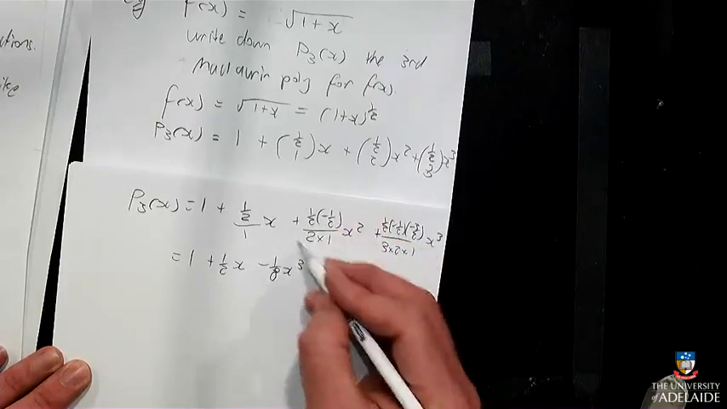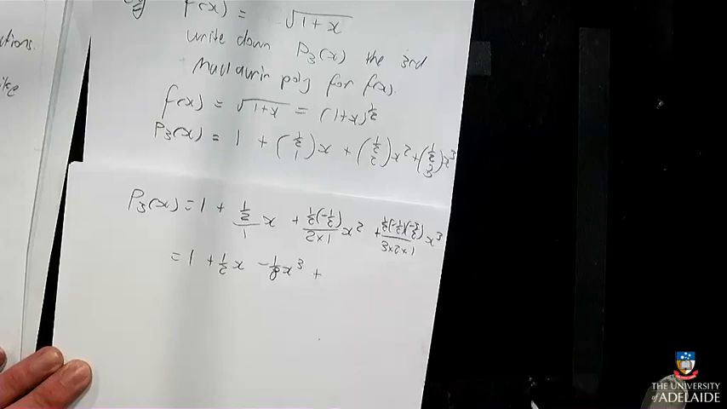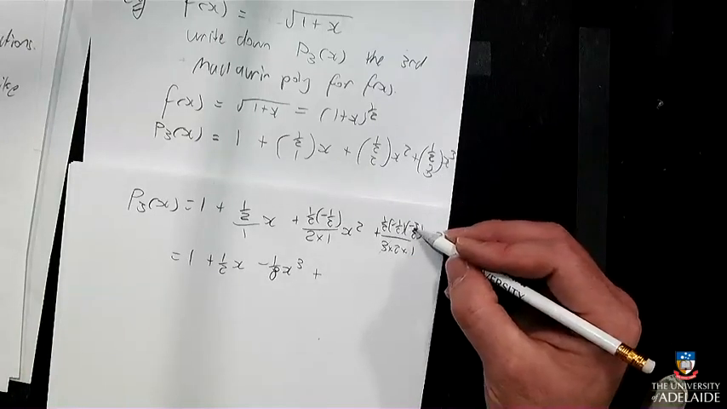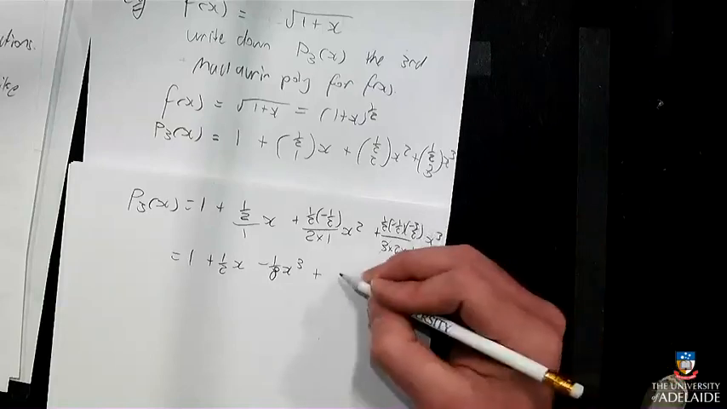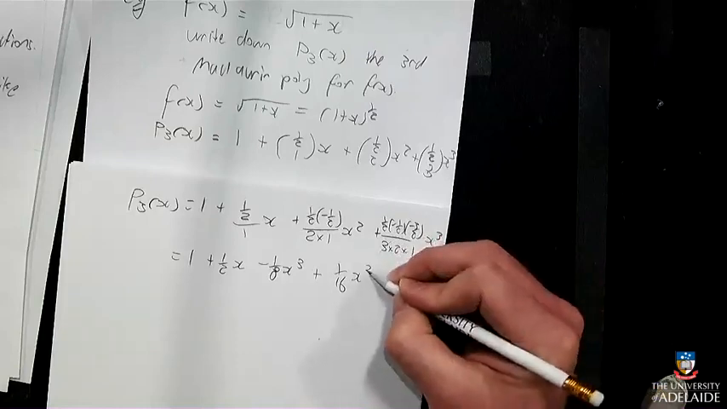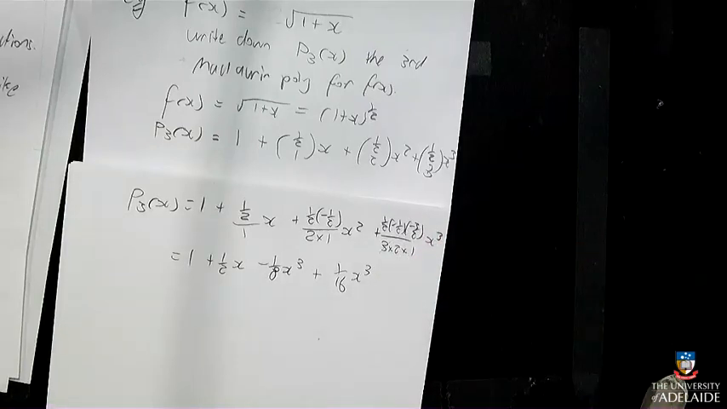So all this works out to be an eighth. And that 3 cancels with that 3, and I get plus a 16th. 1, 2, 3, 4, yeah. And this is a pretty good approximation for the square root of 1 plus x if x is close to 0.